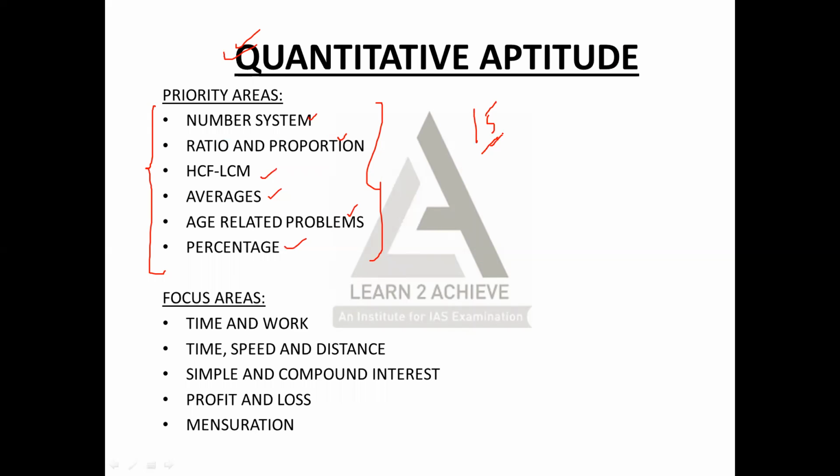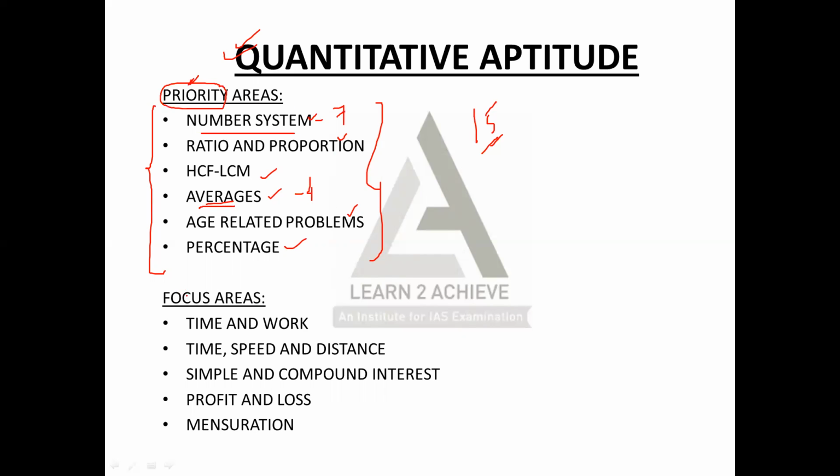For example, in the last year, that is the 2020 UPSC CSAT, if you go through it, from the averages topic alone there were 4 questions asked, and in number system it was 7. So you should prepare that, and that is why these have been given as priority areas. This would be our focus.